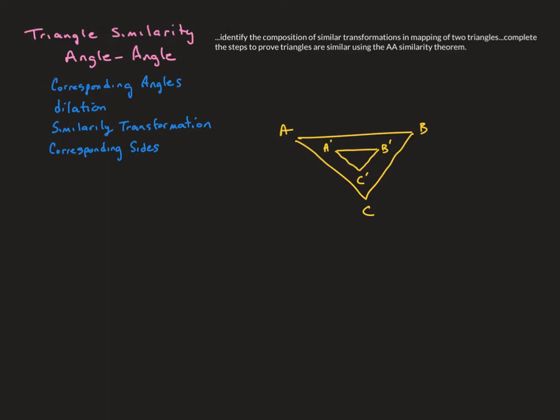And then, of course, this is possibly a proportional length here between AB and A prime B prime. But we'll get more into that momentarily, just so you know, a visual on what they're talking about.